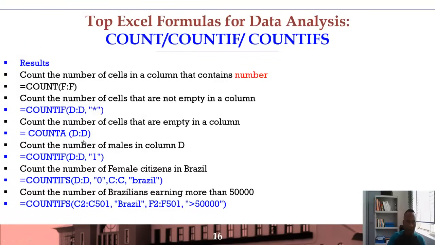Count the number of males in column D. I'll use COUNTIF, specify the range, and what one indicates male. Count the number of female citizens in Brazil. I'll specify this is the column for gender, 0 represents female. This is the column for country, Brazil represents the country. Count the number of Brazilians earning more than 50,000. This is the column for the country, Brazil. This is the column for the salary greater than 50,000. So these are how to use COUNT, COUNTIF, and COUNTIFS.